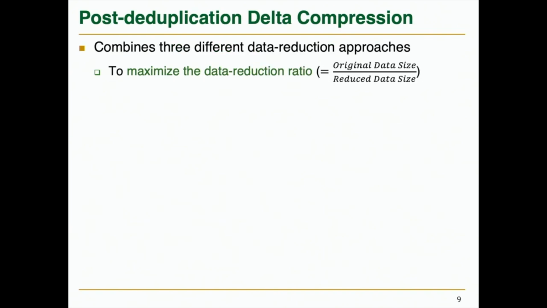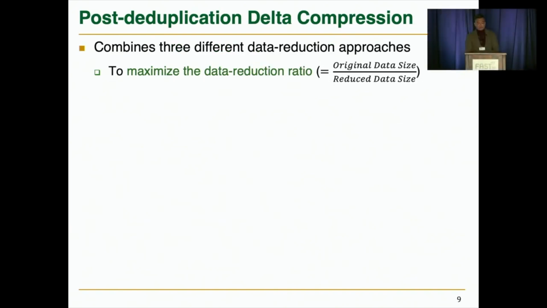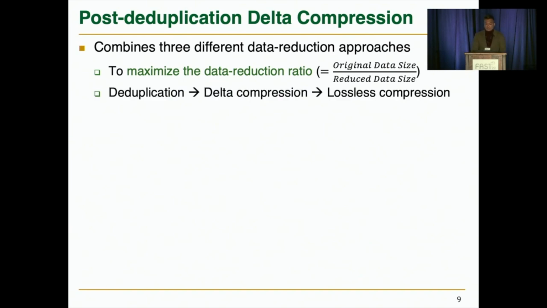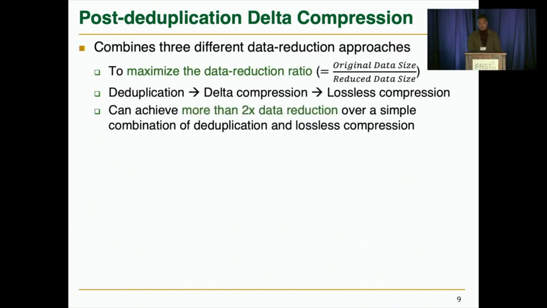Post-deduplication data compression combines the 3 different data reduction approaches to maximize the data reduction ratio. It performs deduplication, data compression, and lossless compression in order, and is known to be able to achieve more than 2x data reduction over a simple combination of deduplication and lossless compression.